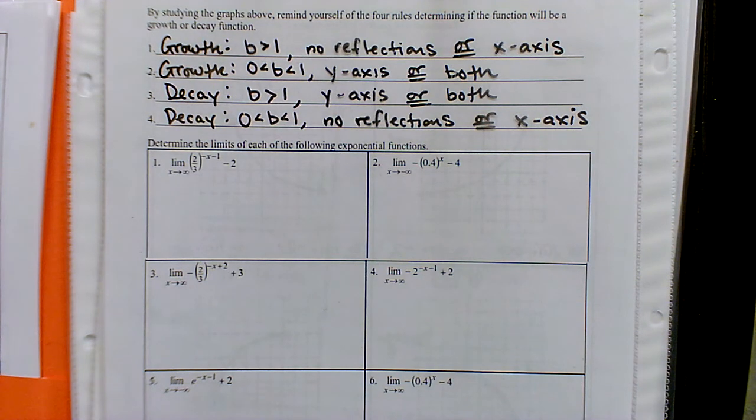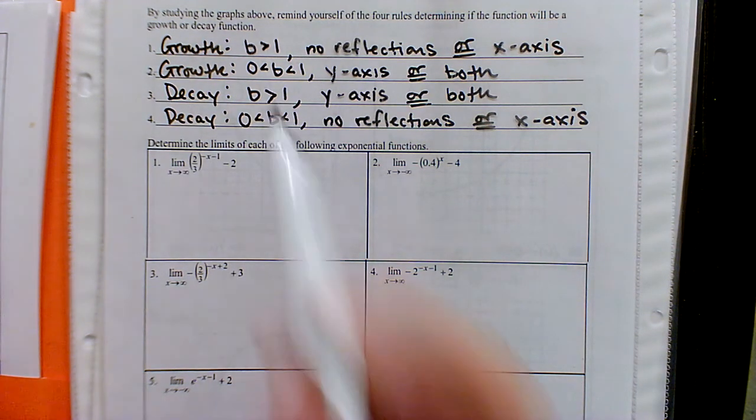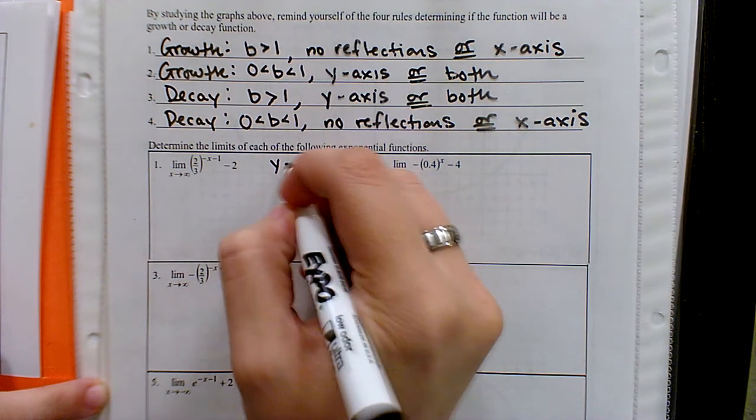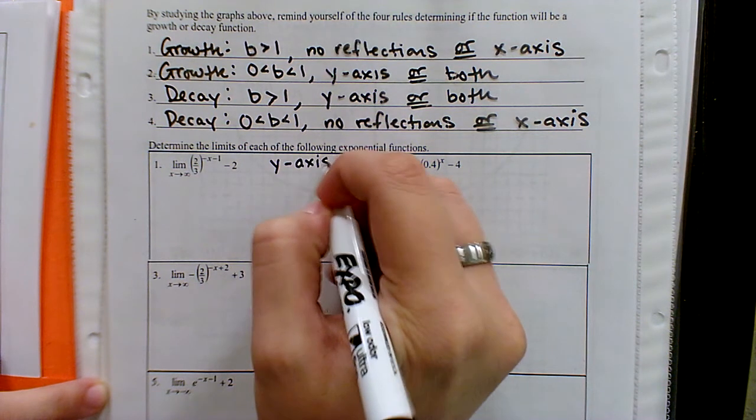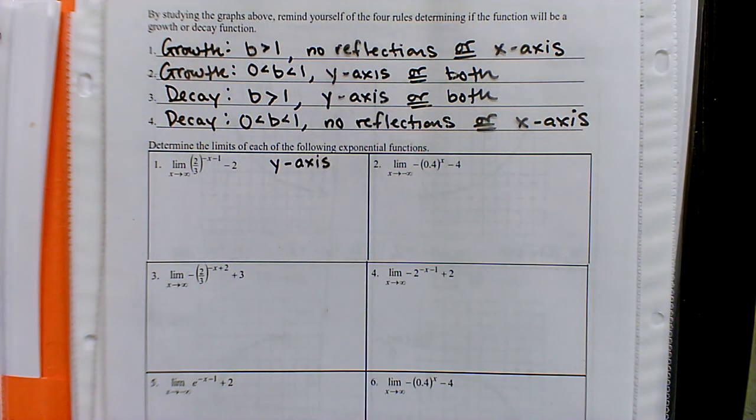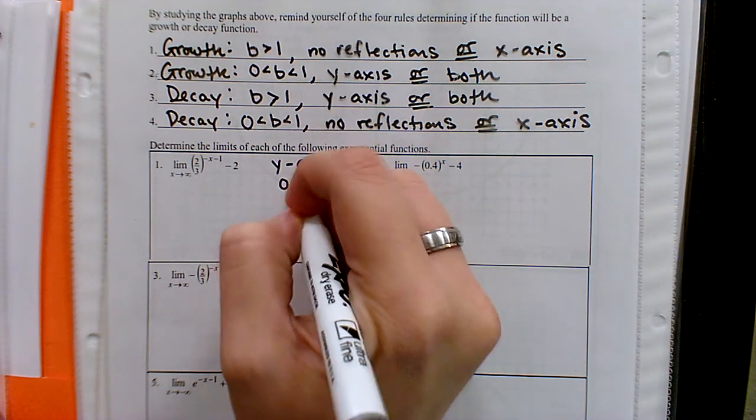Over the y-axis. How'd you know? There's a negative in the x. Okay, so we have a y-axis reflection. All right. What's our base value? Is it bigger than 1 or is it between 0 and 1? 2/3? Between 0 and 1.